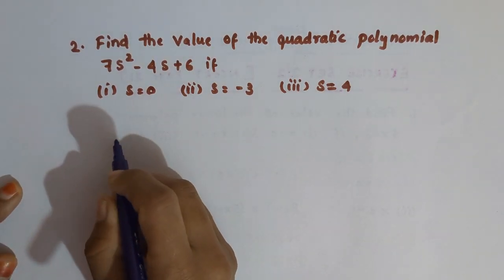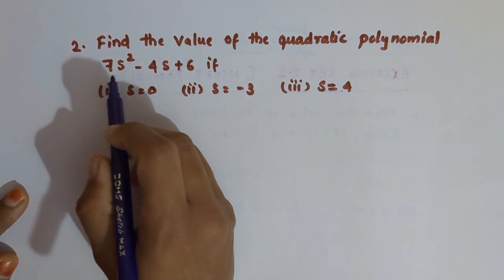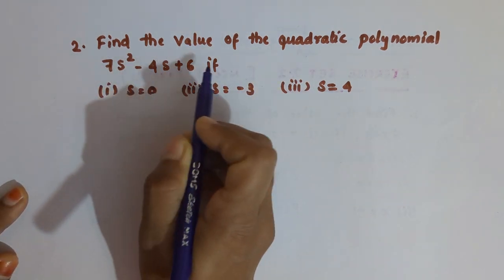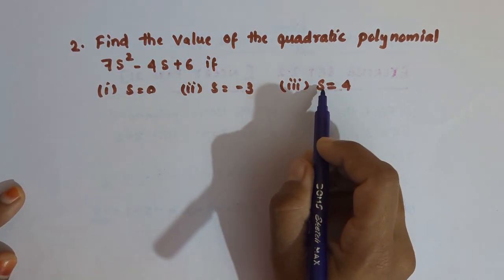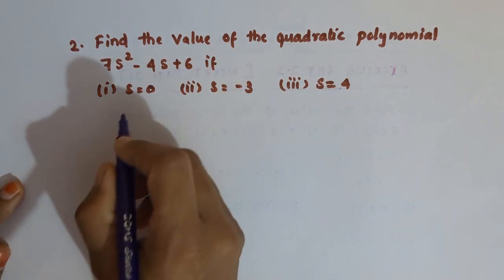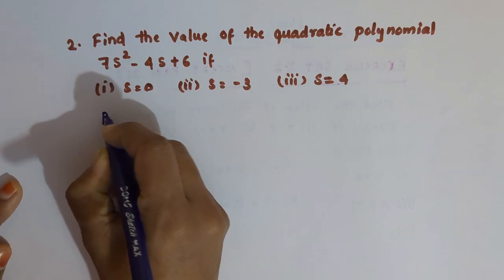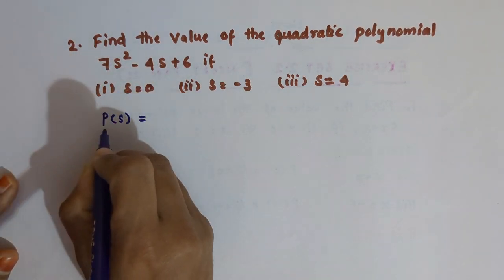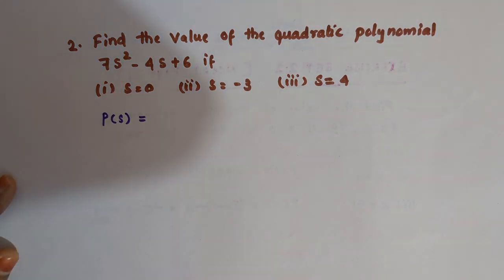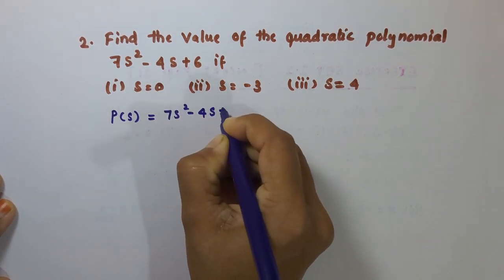Now, the second question is, find the value of the quadratic polynomial 7s square minus 4s plus 6 if s is equal to 0, s is equal to minus 3 and s is equal to 4. Okay, so here the polynomial is given as 7s square minus 4s plus 6. I am representing it as p of s because it is a function of s now. So p of s is equal to 7s square minus 4s plus 6.